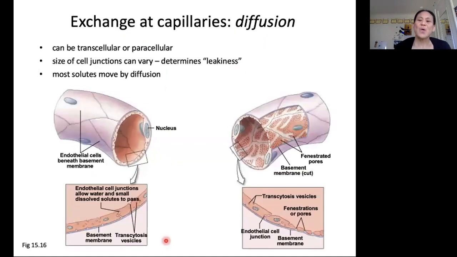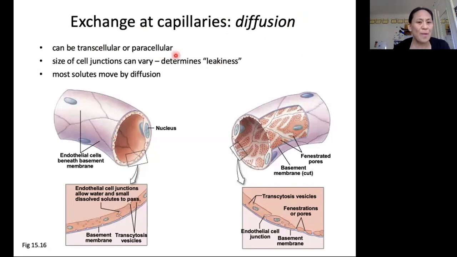All right, so now let's talk about how we get materials across that capillary wall, right? So we need to move materials, again, from the blood to the surrounding tissue, or vice versa, okay? We have three main ways in which materials move across the capillary wall. The first of those is diffusion. So I'm going to start by talking about diffusion, okay? Diffusion happens across the capillary wall. It can be transcellular or paracellular.